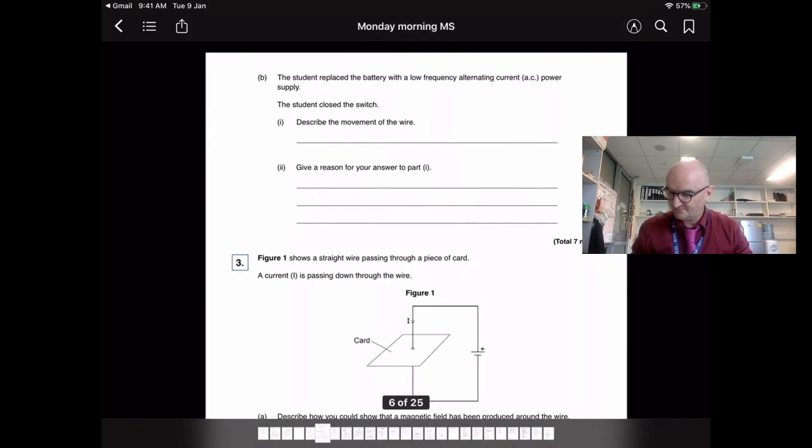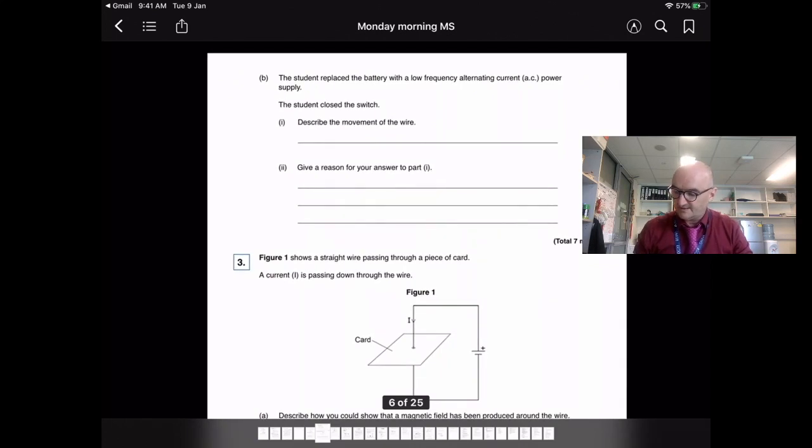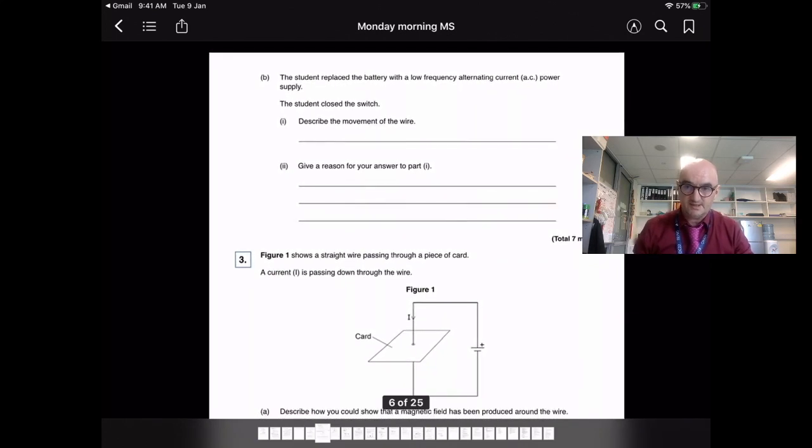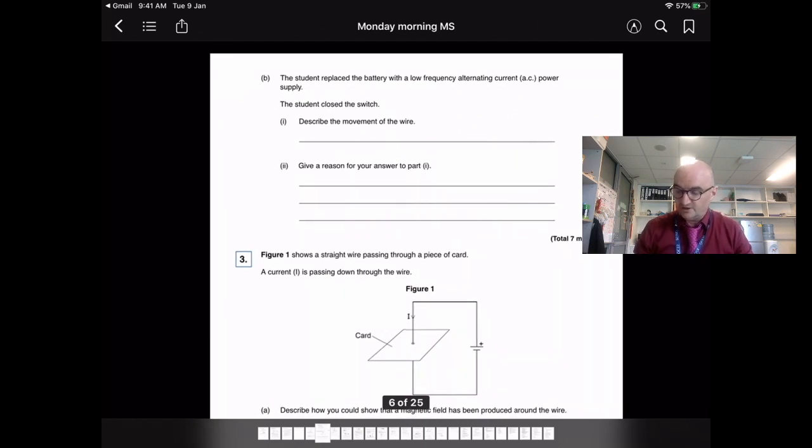Okay. B. The student replaced the battery with a low frequency alternating current power supply rather than DC direct current, and the student closed the switch.